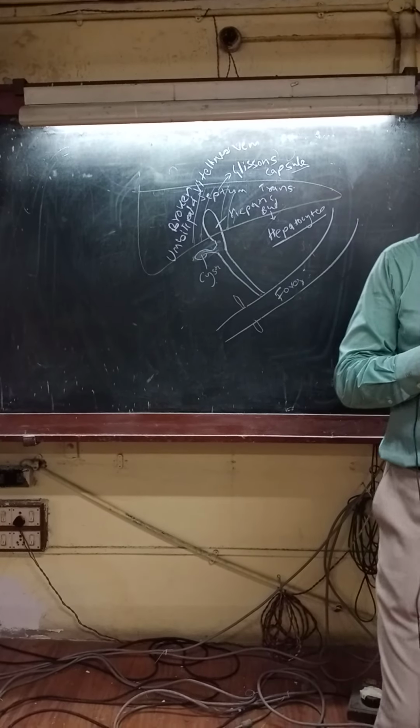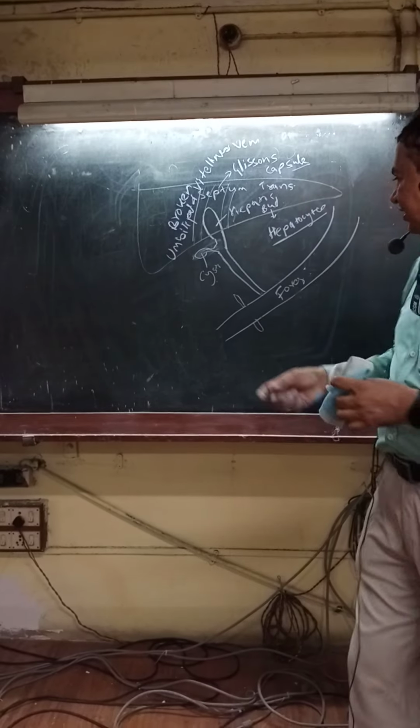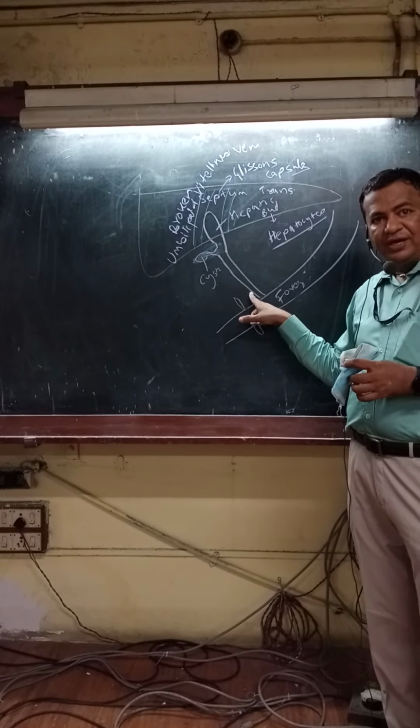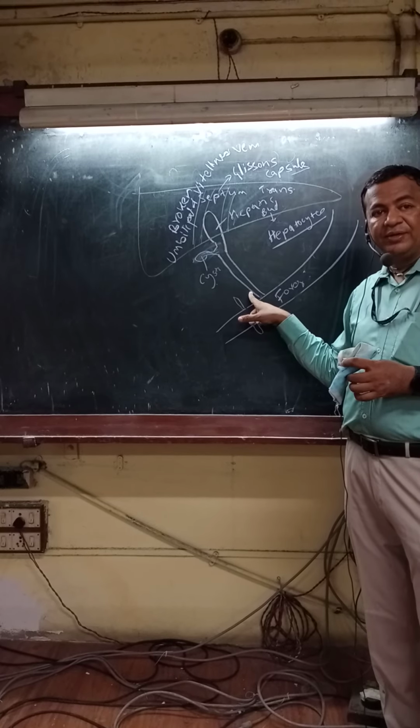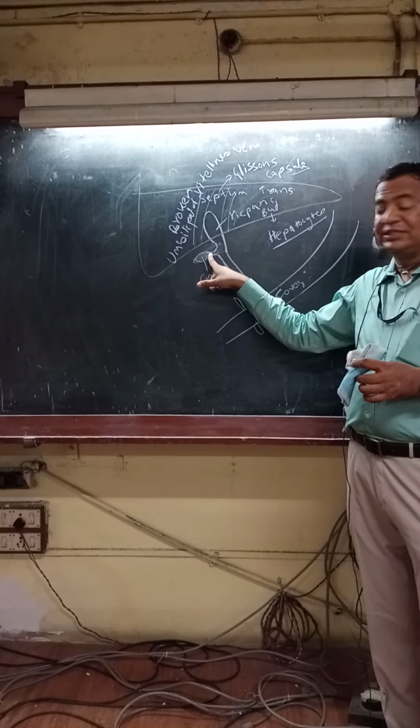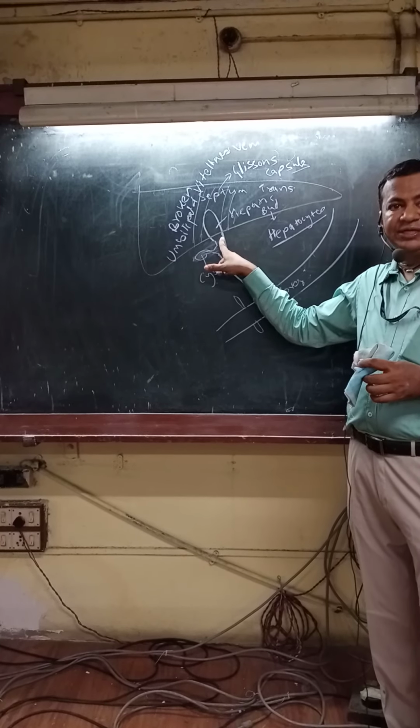Okay. The cystic bud gives rise to the gallbladder, and this origin of the bud ultimately forms the common bile duct. This part forms the cystic duct. This part forms the hepatic duct.